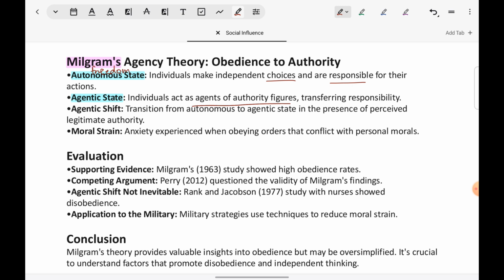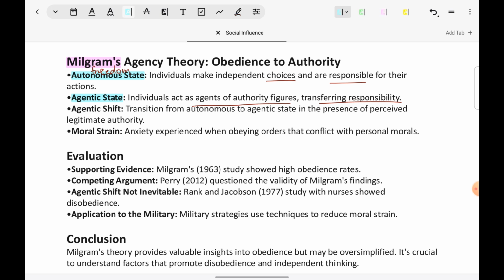So in that case, when the person is performing an action because they've been instructed to by an authority figure, we would say that the person is in an agentic state. As compared to an autonomous state, in this state, the individual does not take responsibility for what they are doing. Rather, they are acting on behalf of someone else. So the responsibility is assumed to lie with the person who instructed them to do the action.